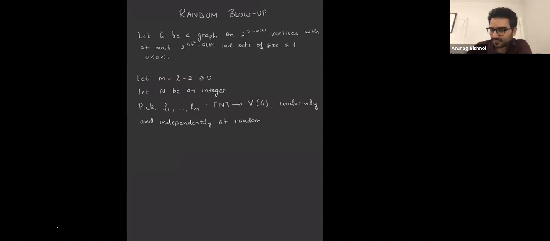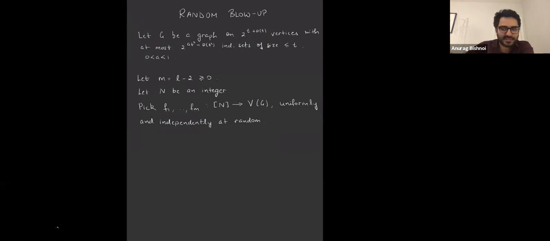So the idea is to pick random maps. Pick these m functions, from the set of n integers, 1 to n, to the set of vertices of your graph, uniformly and independently at random. So we pick m random functions, which will be something like a homomorphism in the end.